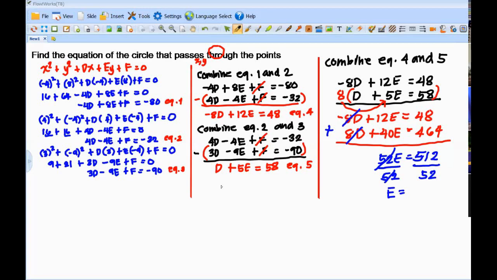For E, my E is 416 over 52, sir. The 8 is... What did you do? No, there's probably a mistake here. Let's combine like this: 16, 64. It's 80, right? That's correct. So that is -4D and 8E. My D is 18, sir. Yeah, what about your E?